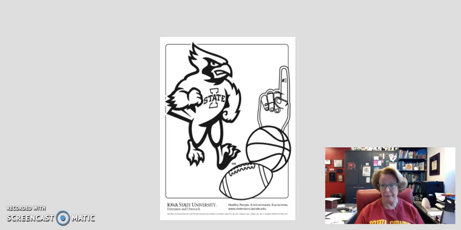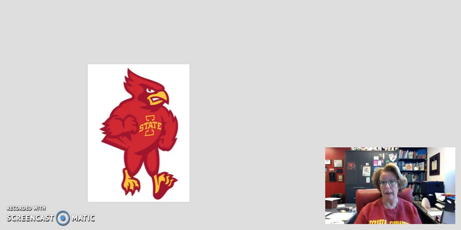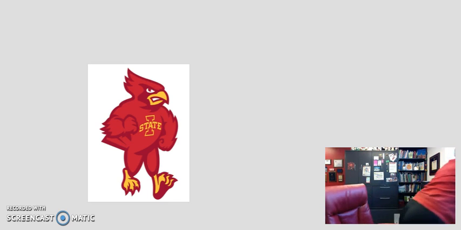One's just a coloring page, so kids' coloring page. They color Cy or whatever. Again, we're using a Cy because of Iowa State. But you can use this one and color it, then cut them out, and then you have to take Cy with some pictures. If you don't want to color them, I've got one already colored. Just cut them out.